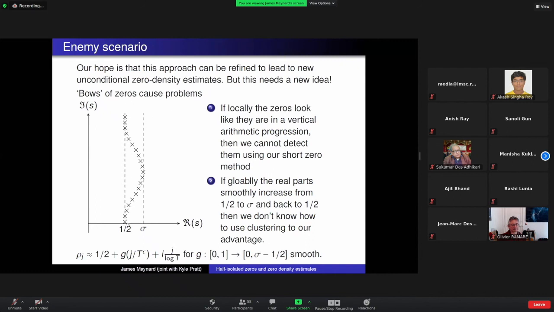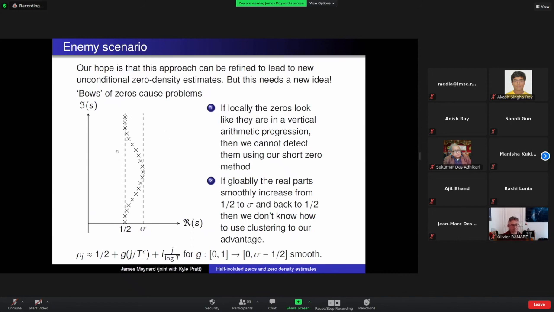And we can think of this as the imaginary parts of zeros increasing as if they're in an arithmetic progression, but the real parts smoothly increase from 1/2 up to whatever bad value of sigma that we're thinking of, and then smoothly decay back down to 1/2.